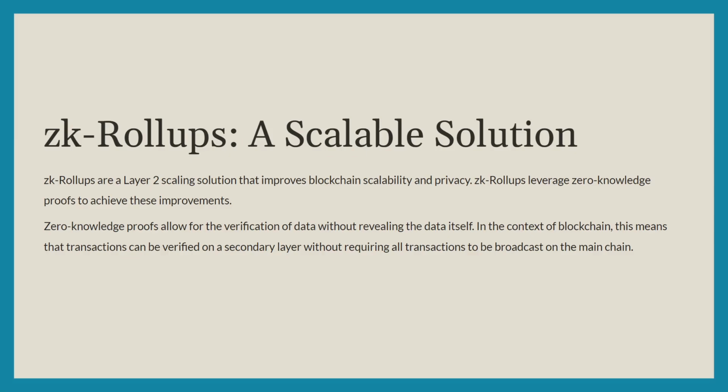ZK Rollups, a scalable solution. ZK Rollups are a layer 2 scaling solution that improves blockchain scalability and privacy. ZK Rollups leverage zero knowledge proofs to achieve these improvements. Zero knowledge proofs allow for the verification of data without revealing the data itself. In the context of blockchain, this means that transactions can be verified on a secondary layer without requiring all transactions to be broadcast on the main chain.